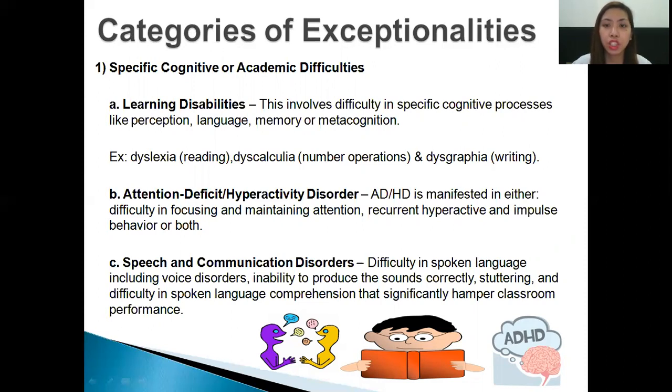Next, we have ADHD, which is manifested in either difficulty in focusing and maintaining attention, recurrent hyperactive and impulsive behavior, or both. Then we have speech and communication disorders. This is having a difficulty in spoken language, including voice disorders, inability to produce the sounds correctly, stuttering, and difficulty in spoken language comprehension that significantly hamper classroom performance.